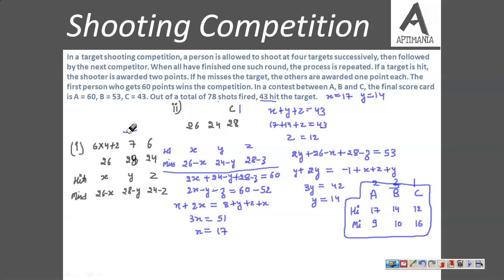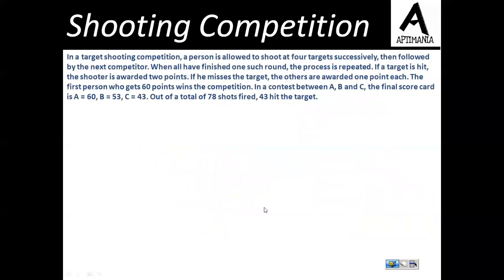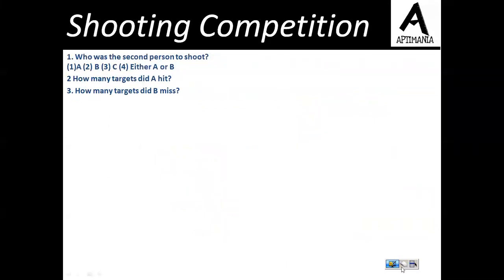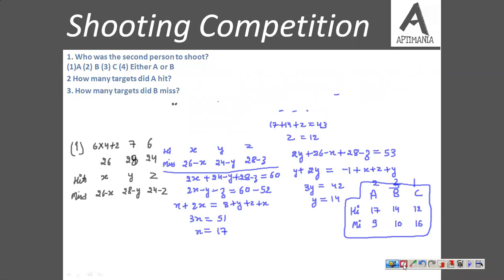Let me remove all this first. Okay, so now let's move to the question part. So the first question was, who was the second person to shoot? Now we have already found out that A was the second person to shoot. So the answer to the first question is A. How many targets did A hit? So the number of targets hit by A was 17. So the answer to the second is 17.